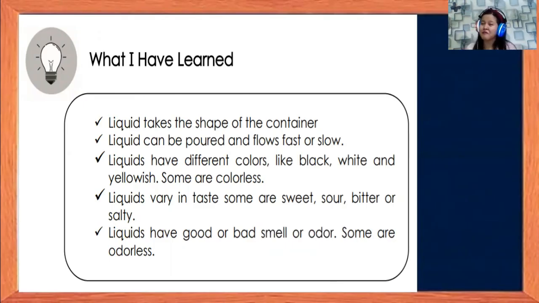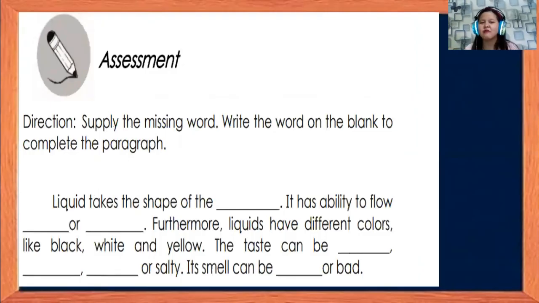I hope you remembered all the characteristics of liquid. For your assessment, you have to supply the missing word. Write the word on the blank to complete the paragraph. I know you can do this.